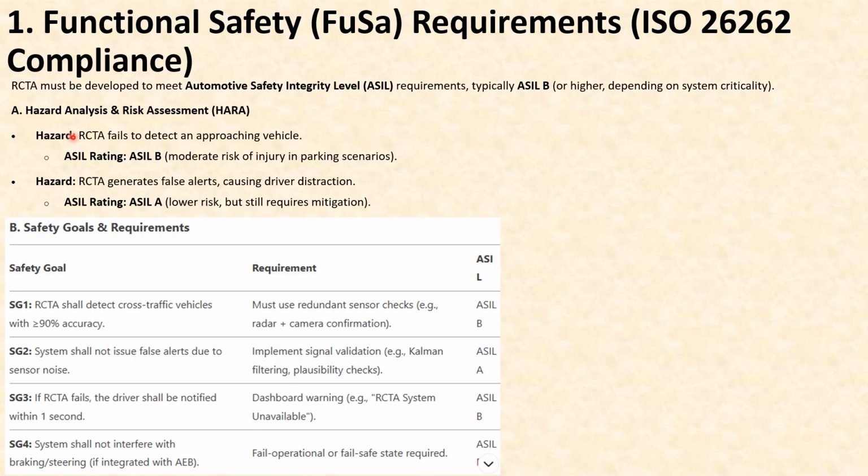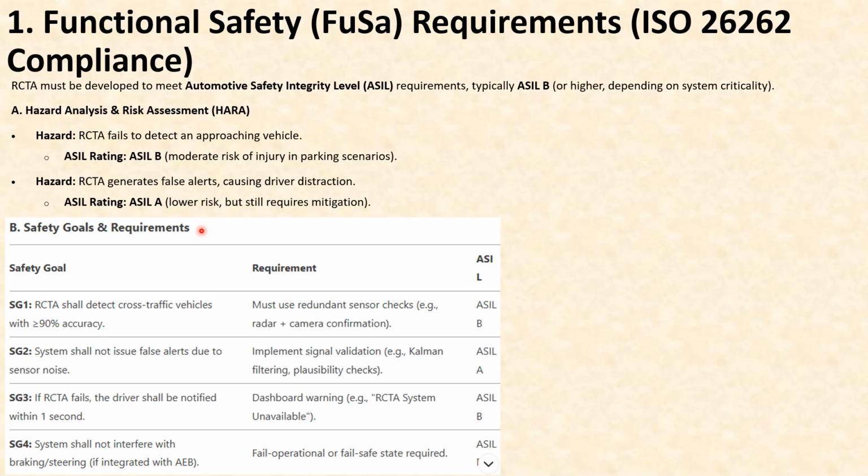Now, how do you come to the conclusion that it is ASIL B? First, you do hazard analysis and risk assessment. In case of any doubts, I thoroughly encourage all of you to go through the section on functional safety, which is a part of this training program. RCTA fails to detect an approaching vehicle. Accelerating, ASIL B, moderate risk of injury in the parking sensors. Now again, one more hazard, RCTA false alerts. Now this is further lower risk, so ASIL A should suffice.